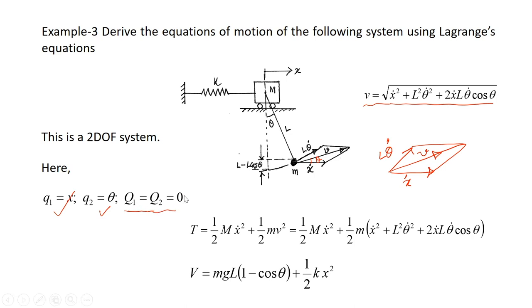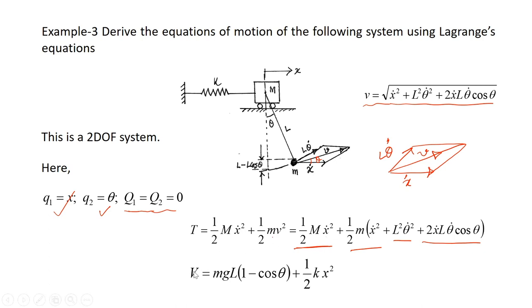So, therefore, we can write the total kinetic energy of the system consisting of the kinetic energy of the mass capital M, that is half M x dot square, then the kinetic energy of the mass of the pendulum, that is half m v square, v is the resultant velocity. So, now we can write the total kinetic energy as half M x dot square plus half m times x dot square plus l square theta dot square plus twice x dot l theta dot cos theta. So, we have written the total kinetic energy of the system.